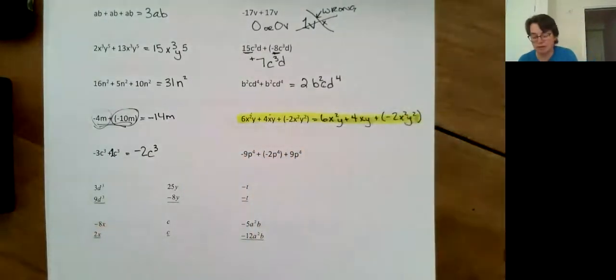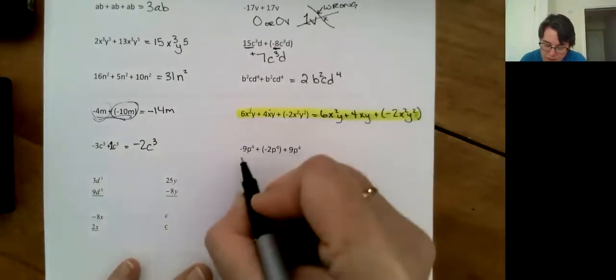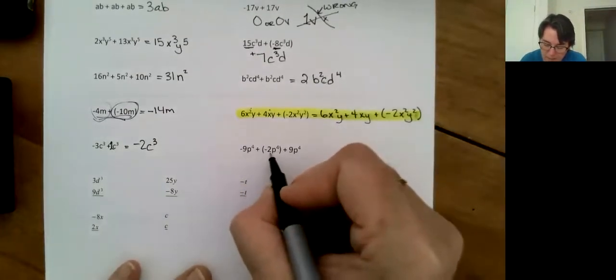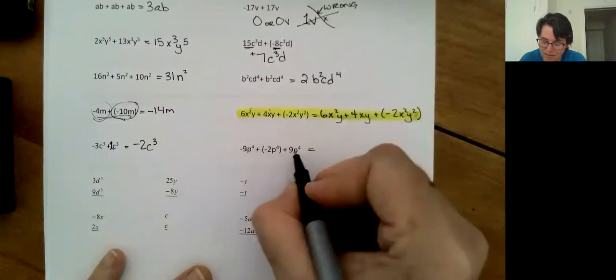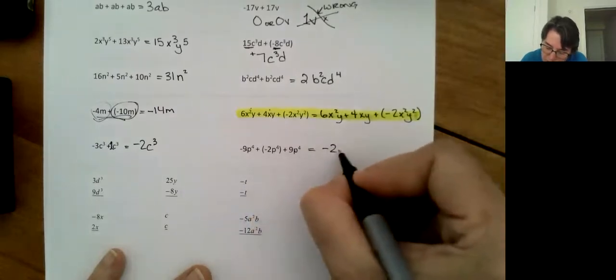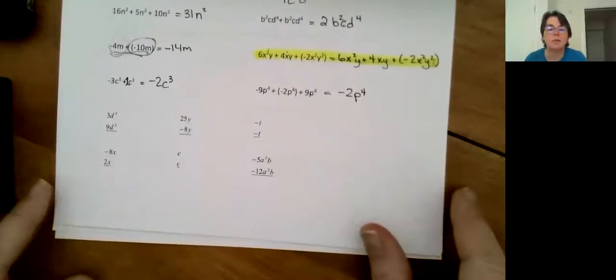All right, so we got 9. These are all p to the 4ths, so we should be able to put them together. Minus 9 minus 2 is going to give me minus 11 plus 9. Well, frankly, this one and this one just cancel out. Minus 2p to the 4th. I got a few questions down here at the bottom.